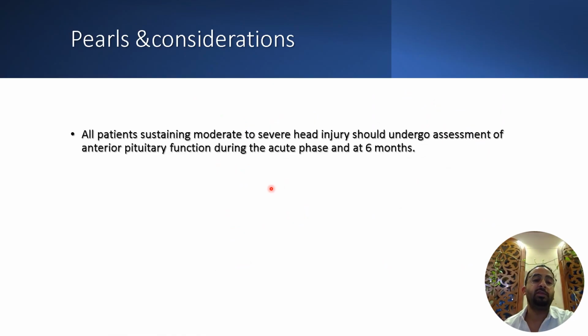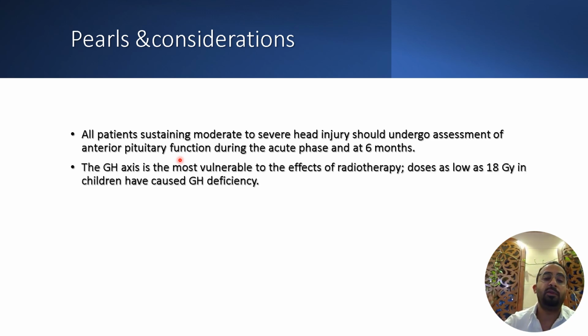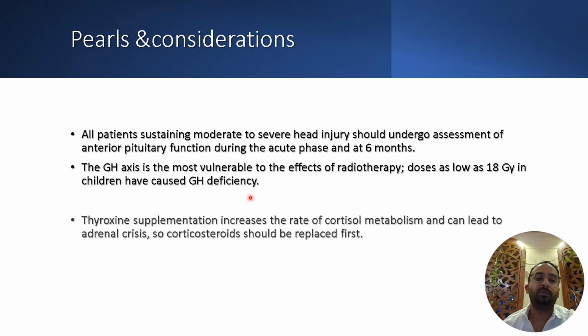Pearls and considerations: all patients having a head trauma, especially when it is severe, should undergo assessment of anterior pituitary functions. This should be done during the acute phase for transient hypopituitarism and later on, at 6 months, in case of development of permanent hypopituitarism, just like our patient we discussed in the first of these presentations. Growth hormone is the most sensitive hormone affected and really vulnerable to the effects of radiotherapy, surgery, tumors, and trauma, and this is especially true for children.